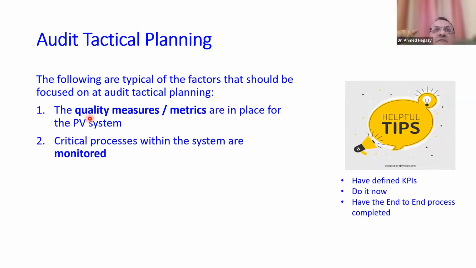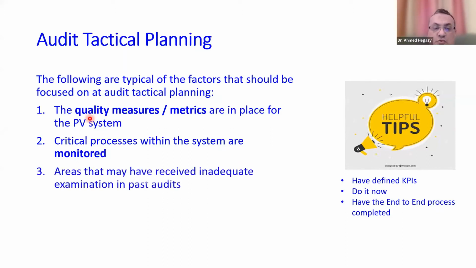And very importantly, to see that the critical or very important processes within the system are monitored and checked. Come on, if I check once a year, what about the problem or the deviation that happened in January when I check in December? So I have to do regular monitoring. Is it weekly? Is it monthly? Is it quarterly? It depends on what action, what measure, and which frequency I have to do.